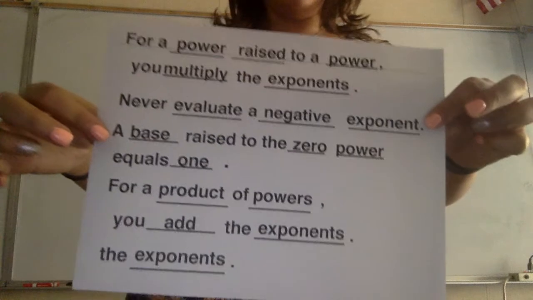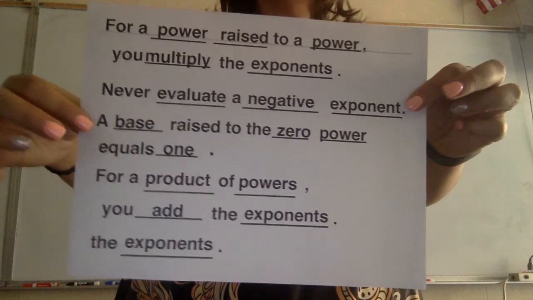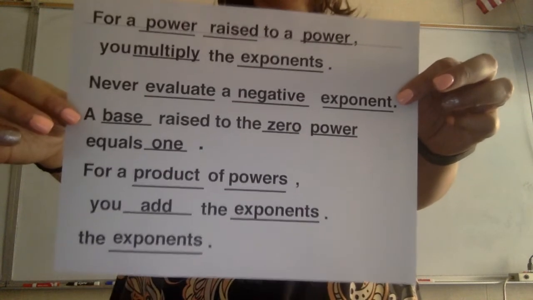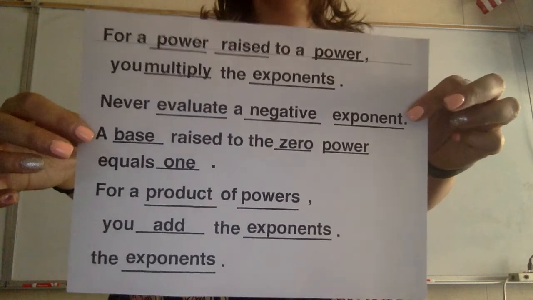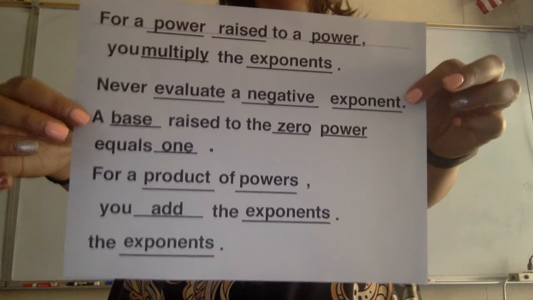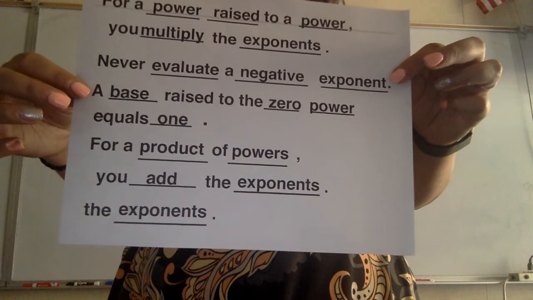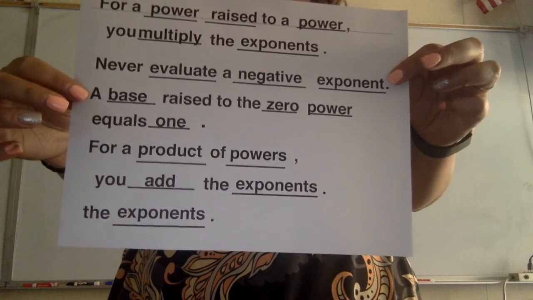All right, for the very end, I would like you guys to copy this down. For a power raised to a power, you multiply the exponents. Never evaluate, so don't solve a negative exponent. A base raised to the 0 power equals 1. And for a product of powers, you add the exponents.